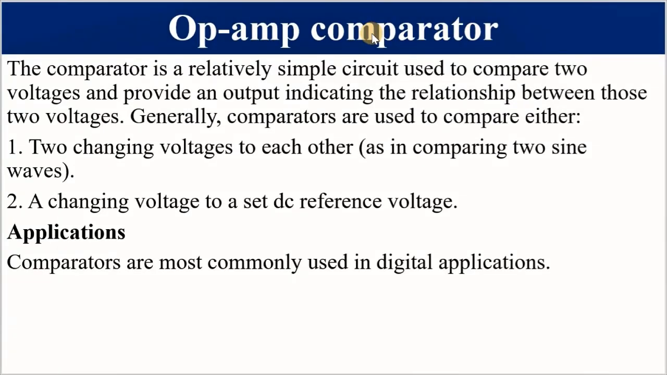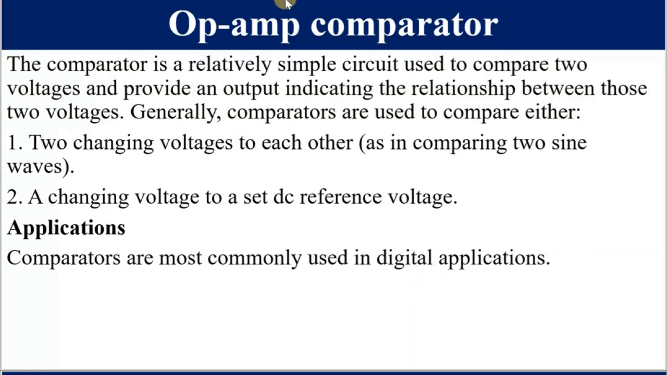More on the op-amp comparator. We are saying it is a relatively simple circuit that is used to compare two voltages, and it provides an output that indicates the relationship between the two compared voltages. Generally, they are used to compare, number one, two changing voltages to each other, for example, two sine waves. Number two, they are used to compare a changing voltage to a DC reference voltage, so it produces an output when the changing voltage is greater or less than the DC reference voltage. A typical application of op-amp comparators is in digital applications.